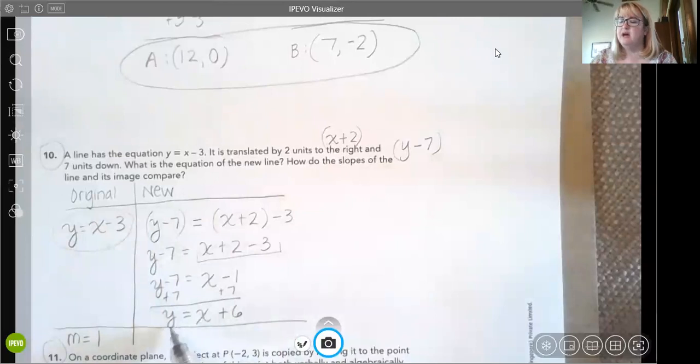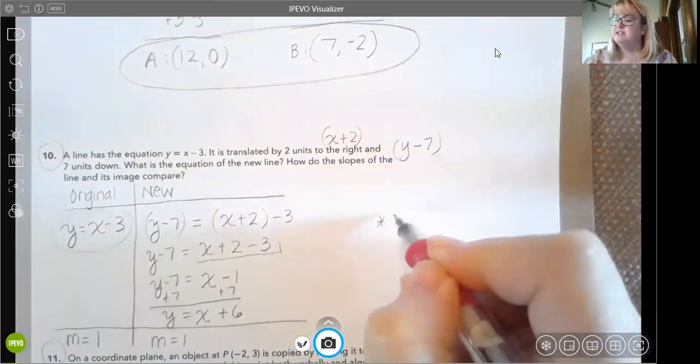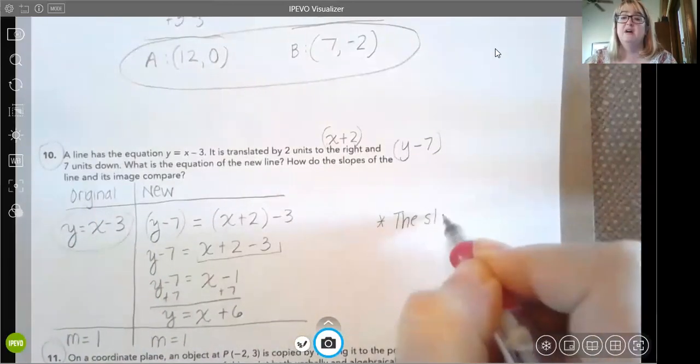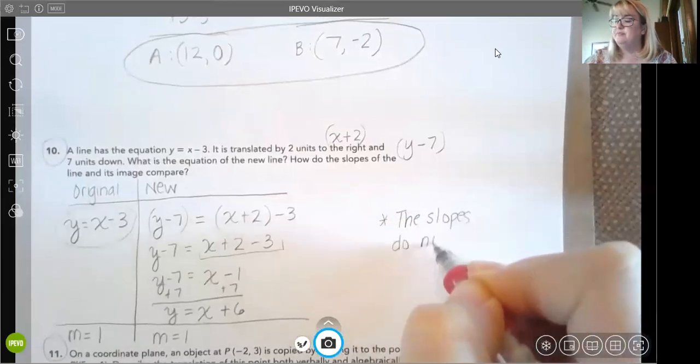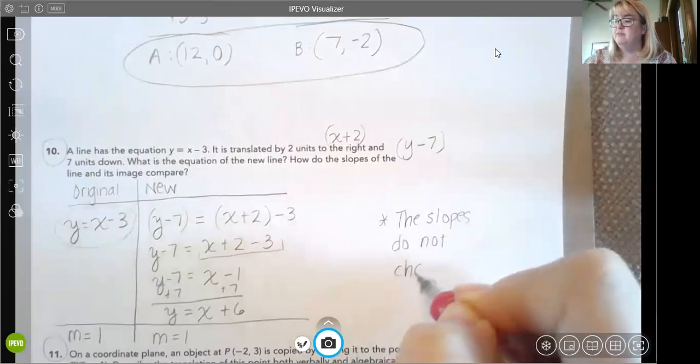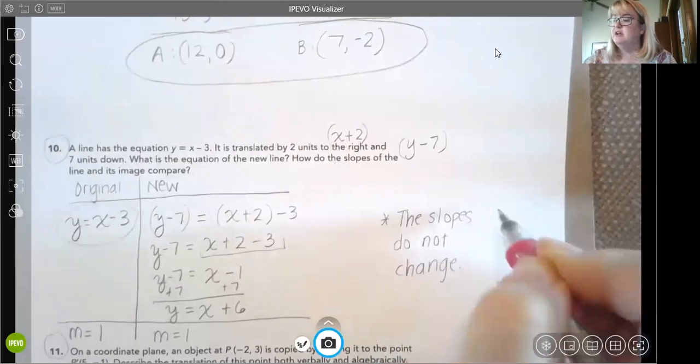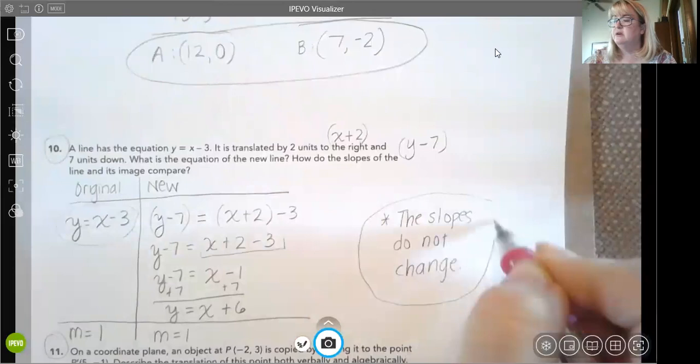What about this one? Y equals x plus 6. What is the slope? Well, in this one, the slope is also 1. So how do the slopes of the line and its image compare? Well, the slopes do not change. They're the same. So the slopes do not change.